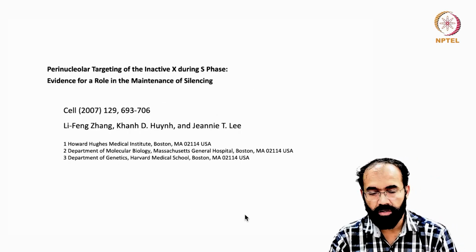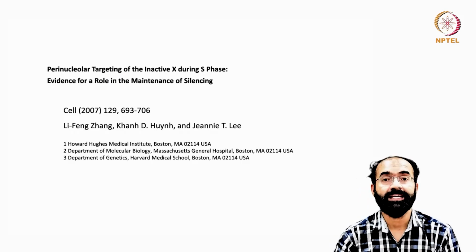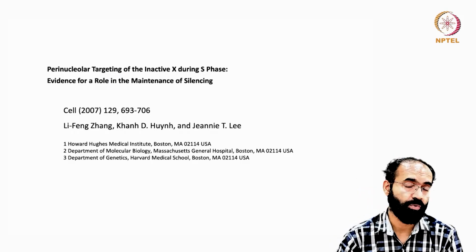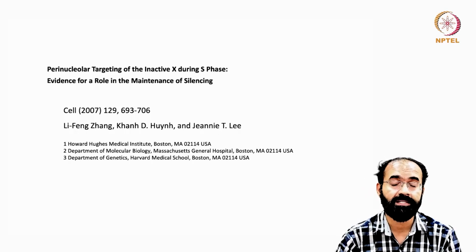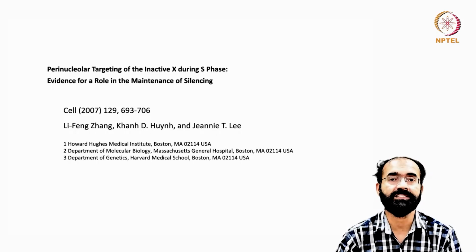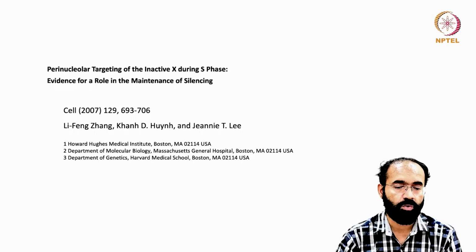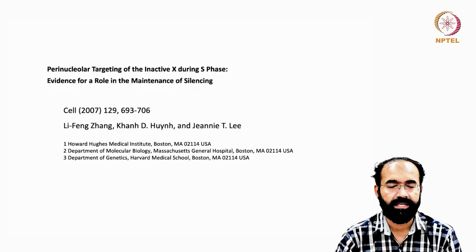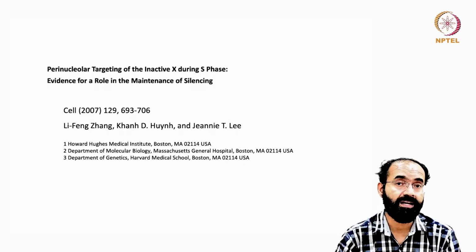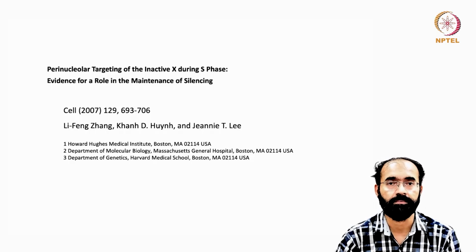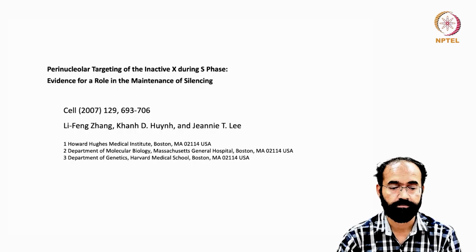Perinucleolar targeting of the inactive X happens during the late S phase, and it is maintained in the S phase. It is always found in the periphery, and its replication happens in the late S phase. Evidence for a role in the maintenance of silencing is discussed in this article. So you can read it, and we will also address it in a clear manner in the subsequent topics.